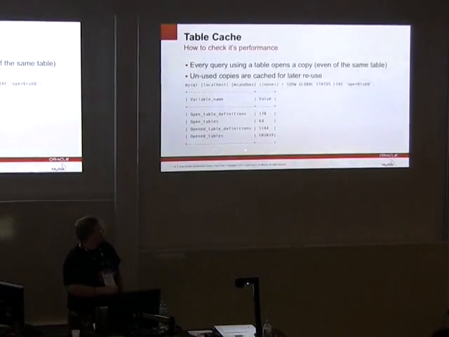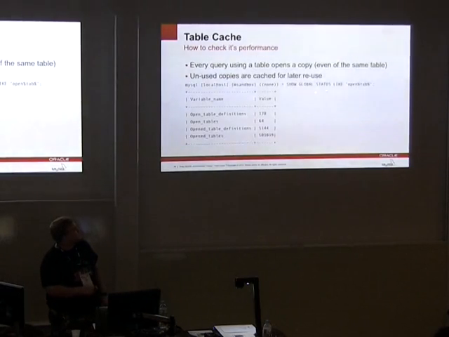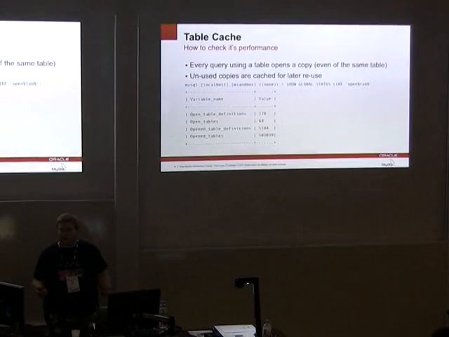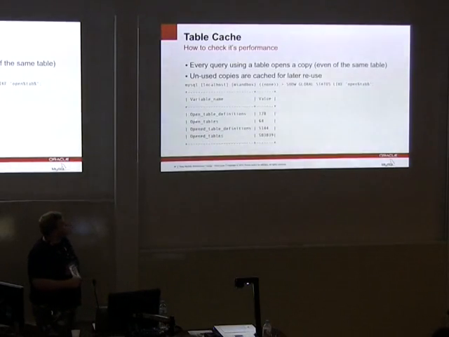So we can use show global status. We've talked about this command to actually have a look at this information. And so there's two kinds of ways we open the table. The first is to get the table definition, or if you know MySQL, you might know that as a FRM file. And that comes up under open table definitions and opened table definitions.